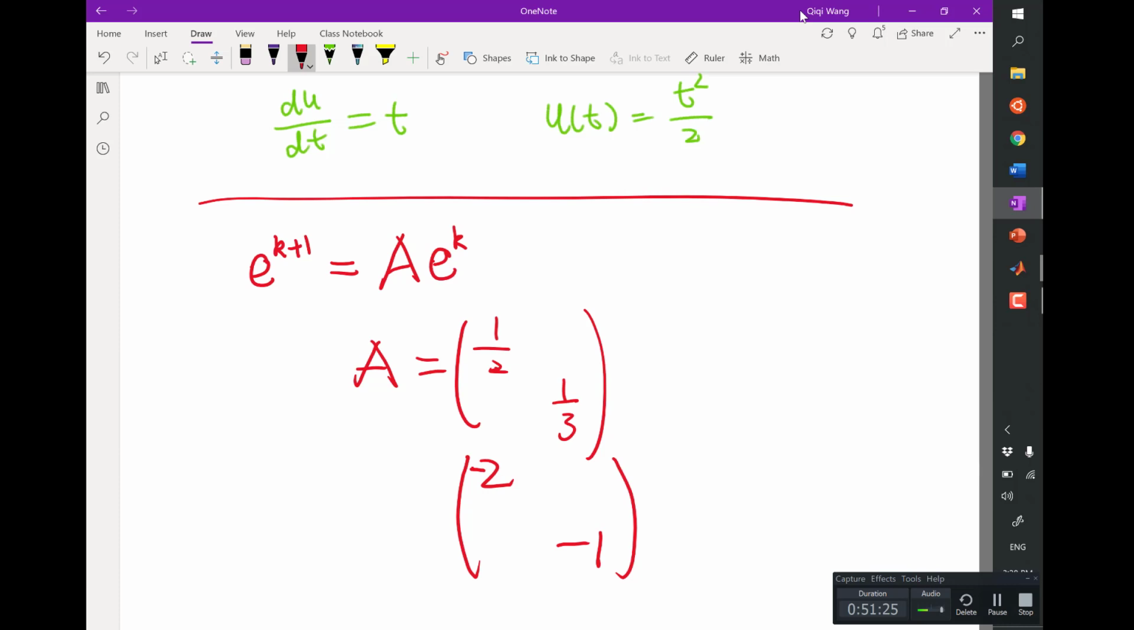Is it going to grow or decay? Grow, right? Every step you get multiplied by negative 2. So the magnitude is what matters, right? It gets bigger and bigger.